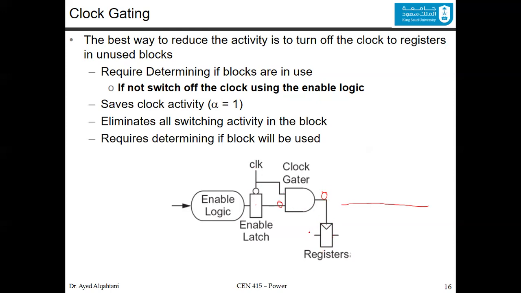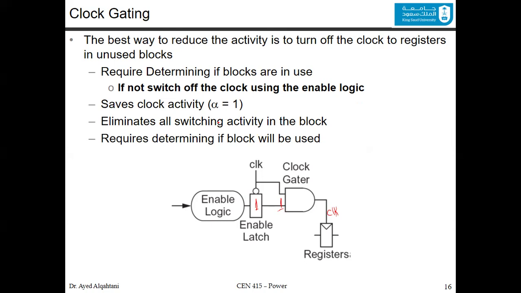If you want to enable the circuit, then you want the enable logic to be 1, and because it's 1 here, the clock will be fed to the register, and it will be clocking normally, but you will consume the dynamic power to do the job of the registers. Now, this saves the clock activity when alpha is equal to 1. It's eliminating all the switching activity in a block and requires determining if the block will be used, as we mentioned.